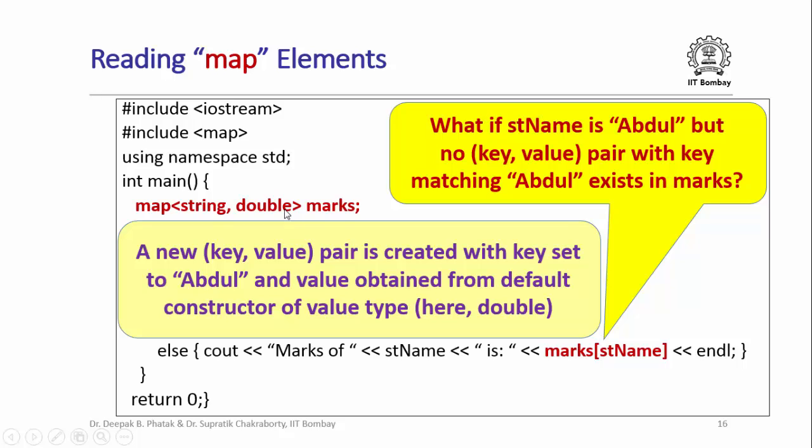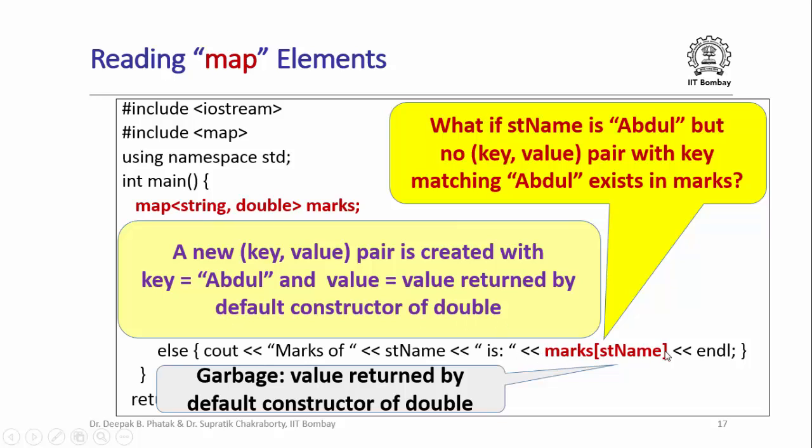So it basically contains garbage, and therefore when I'm trying to read this marks here using a string which does not appear as the key of any key value pair in this map, I will basically end up creating a new key value pair with the key set to Abdul and the value set to garbage. That's because the default constructor of double returns garbage. It doesn't initialize the double valued object. So here when I'm trying to read it out, basically this pair is first going to get created, and then I'm going to read the value from that pair, and therefore I will get garbage, and that is what's going to get printed out over here.